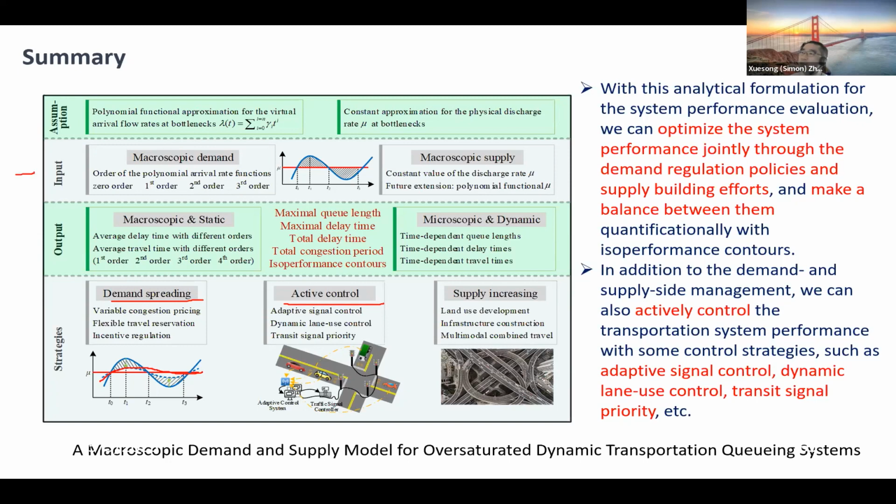So we talk about the input, we talk about the output, we talk about the different resolutions, and we really hope in this talk we convey our message. If we try to optimize the system performance, we need to consider both demand and supply, both demand regulation policy and the supply building effort, to make a better balance between all these different strategies. And then we need to have this control method to actively control the transmission system and really enable a much more consistent representation along the way.